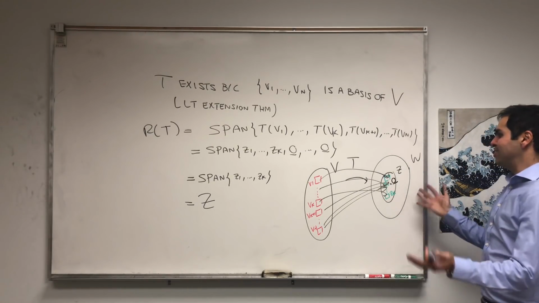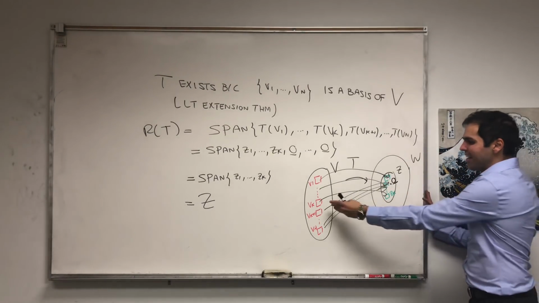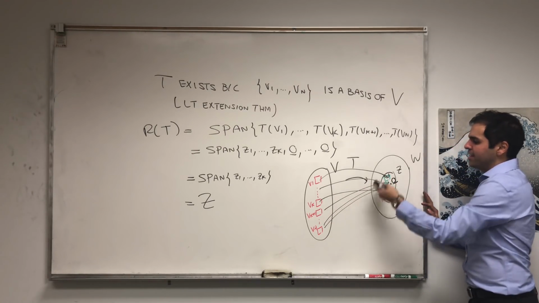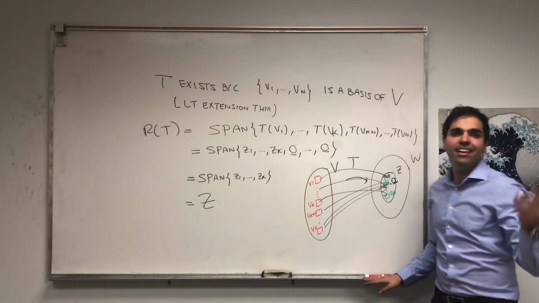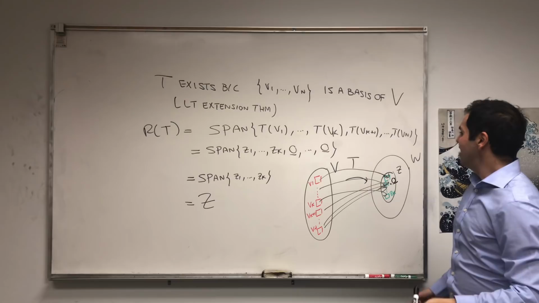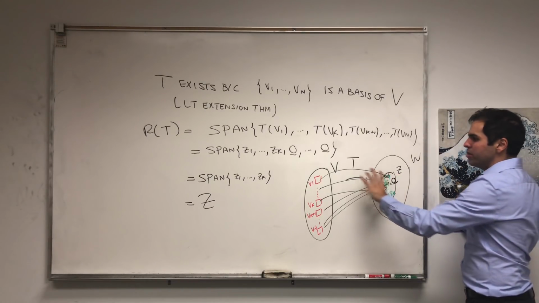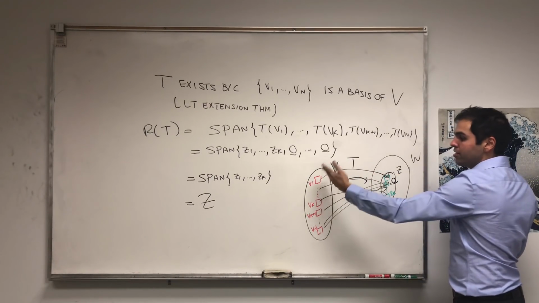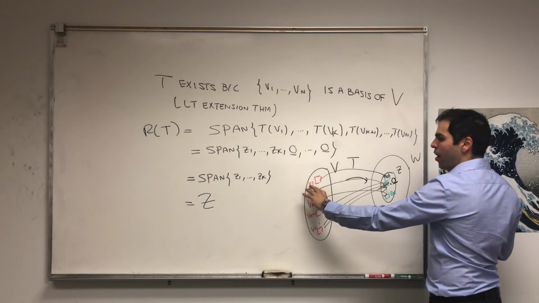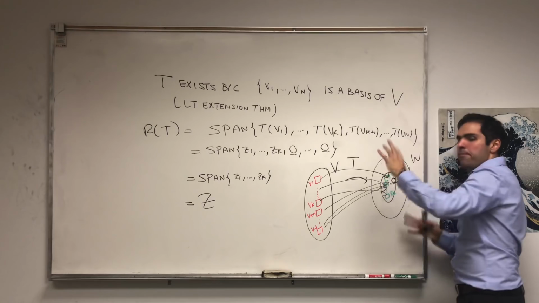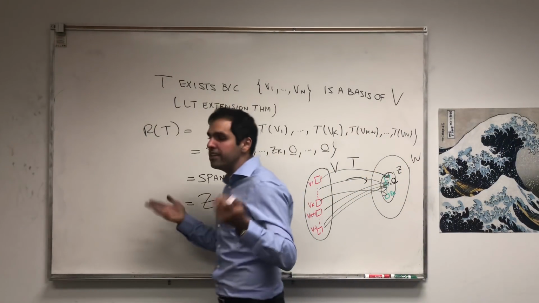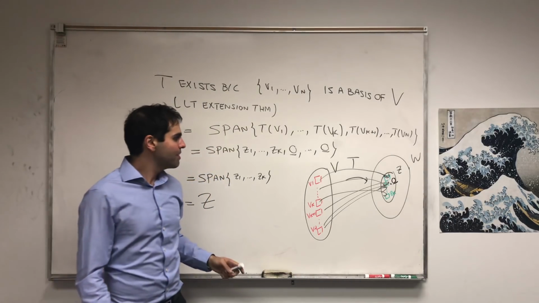And t is not unique, so depending on how you define your other vectors, you can send them to z1 or zk. That's also a perfectly acceptable linear transformation. And why did we need z to be smaller than v? Otherwise this construction wouldn't really work. Because how can you have a small number of vectors and map it to a big number of vectors? That wouldn't work, and indeed, in that case, the result would be false.